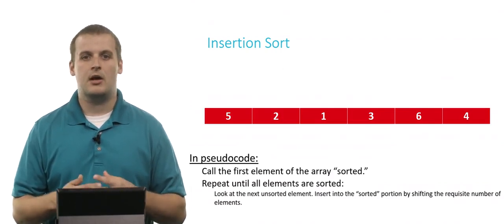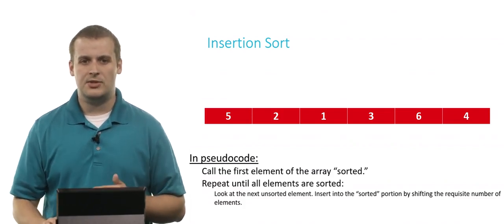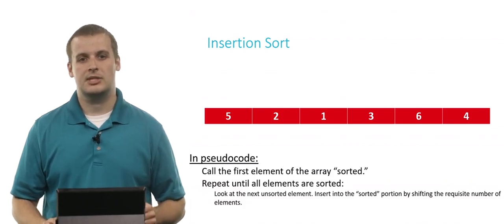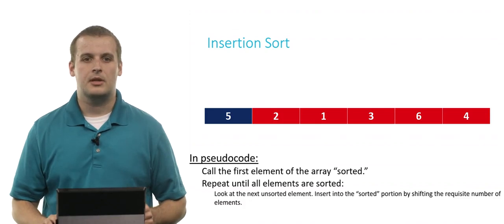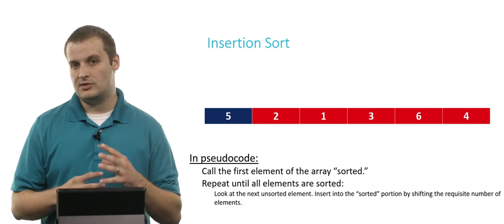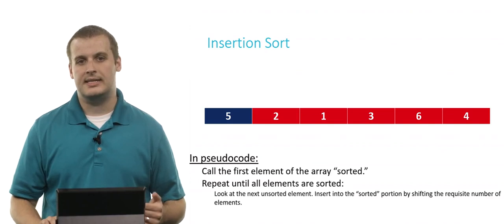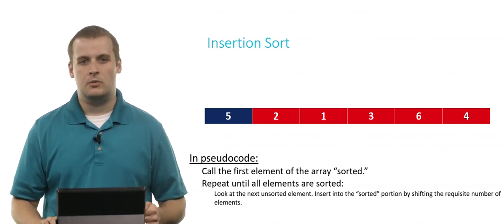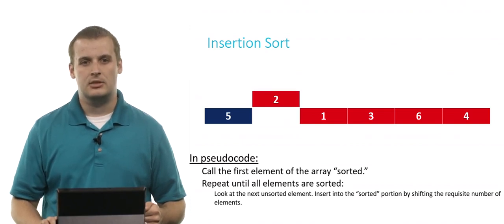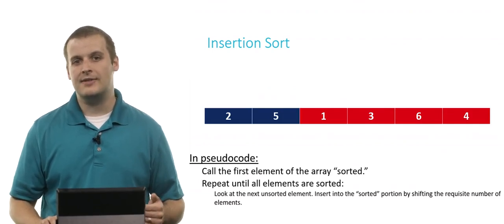So again, here's our entire unsorted array, all of the elements indicated in red. And let's follow the steps of our pseudocode. The first thing we do is we call the first element of the array sorted. So we're just going to say 5, you're now sorted. Then we look at the next unsorted element of the array. And we want to insert that into the sorted portion by shifting elements over. So 2 is the next unsorted element of the array. Clearly it belongs before the 5. So what we're going to do is hold 2 aside for a second, shift 5 over, and then insert 2 before 5 where it should go. And now we can say that 2 is sorted.